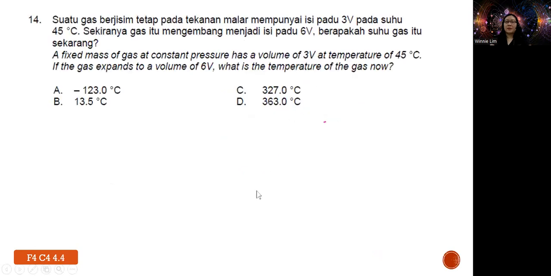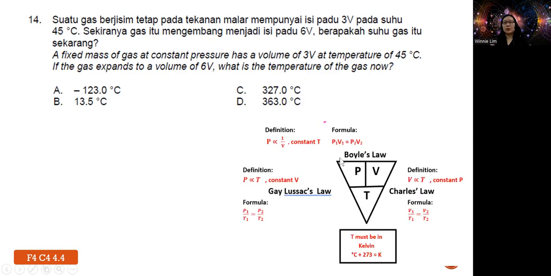14. A fixed mass of gas at constant pressure has a volume of 3V at a temperature of 45 degrees Celsius. If the gas expands to a volume of 6V, what is the temperature of the gas now? Of course, this involves one of the three gas laws. Whenever we talk about gas laws, I always tell students this triangle is very important. You draw this inverted triangle, and then you have P, V and T. Now our context relates to volume and temperature, V and T. So we are doing Charles' law.